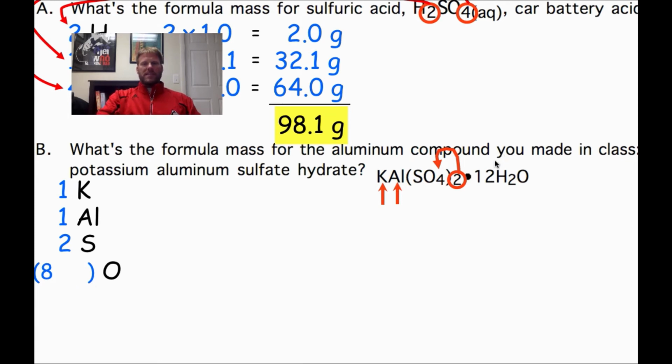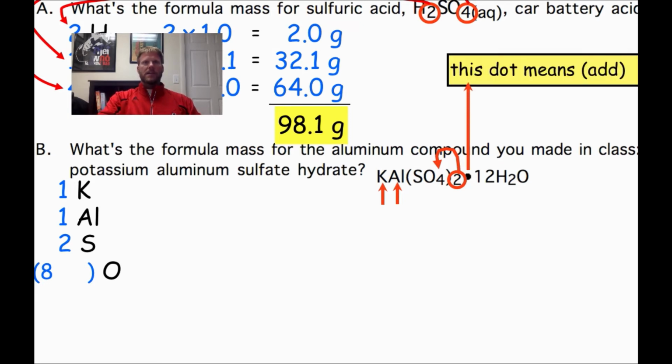Now we come to this dot in our chemical formula. A dot in math class means to multiply, but here in chemistry this dot means to add. You will only see a dot for a substance that is a hydrate. The number after the dot will tell you how many water molecules are incorporated into the solid crystalline structure of the compound. In this case, 12 water molecules are incorporated into the structure.